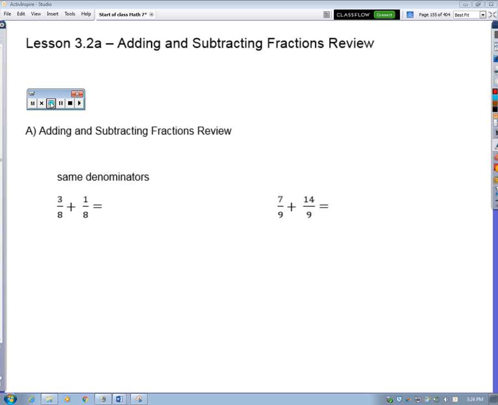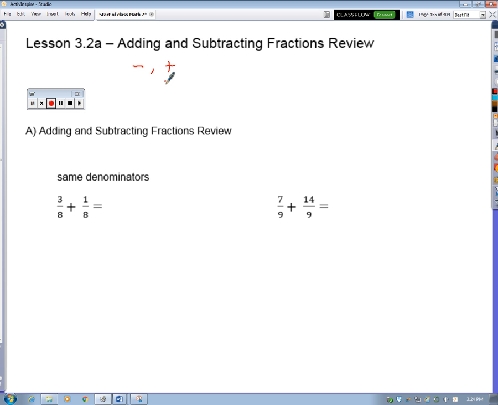Alright, my math friends, we are moving on into chapter 3. Now we are going to be looking at 3.2, and we are going to do a review lesson for how to add and subtract fractions. Chapter 3 is all focused on fractions and decimals, and we're going to be working with negative fractions and decimals and positive fractions and decimals. We're going to do the same steps that we did in chapters 1 and 2 of adding, subtracting, multiplying, and dividing them, but they're going to be positive and negative.